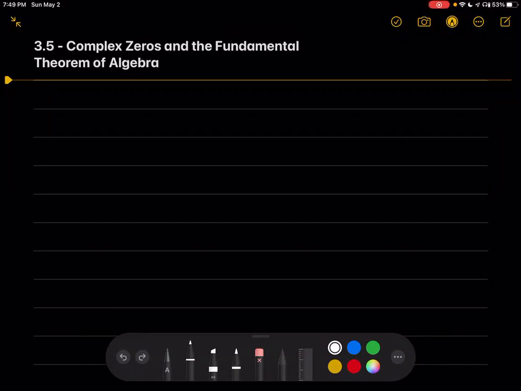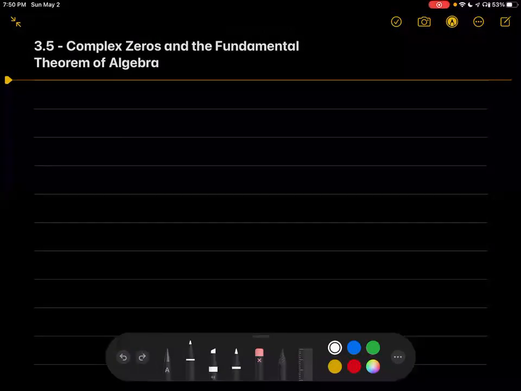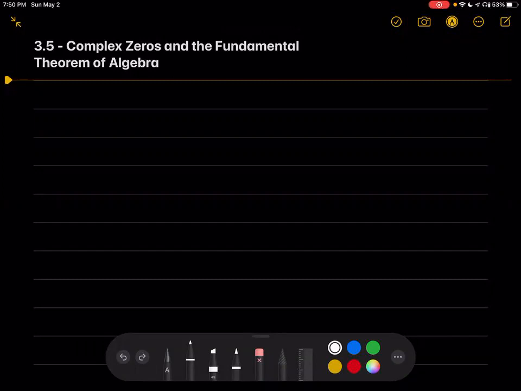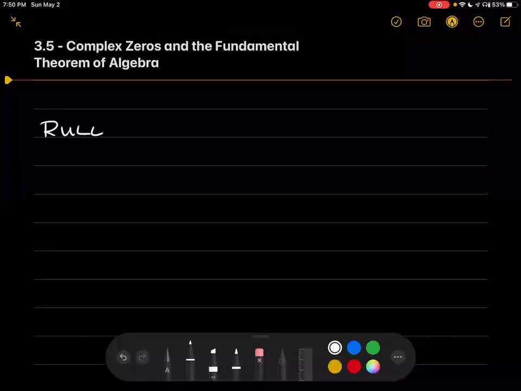This section, we're going to start off with a lot of theorems. We're going to start off with a lot of different little rules. We're going to do examples of them. But then we're going to see why we care about these theorems and how they're useful and what we're going to do with them. But first, let's go ahead and talk about these theorems. So the first rule we're going to talk about is called the fundamental theorem of algebra.